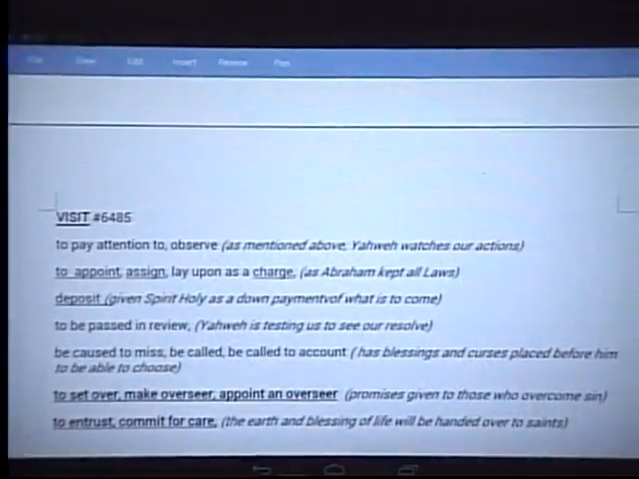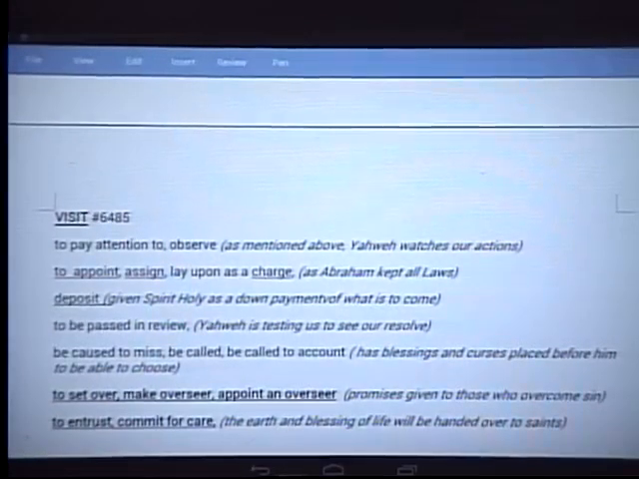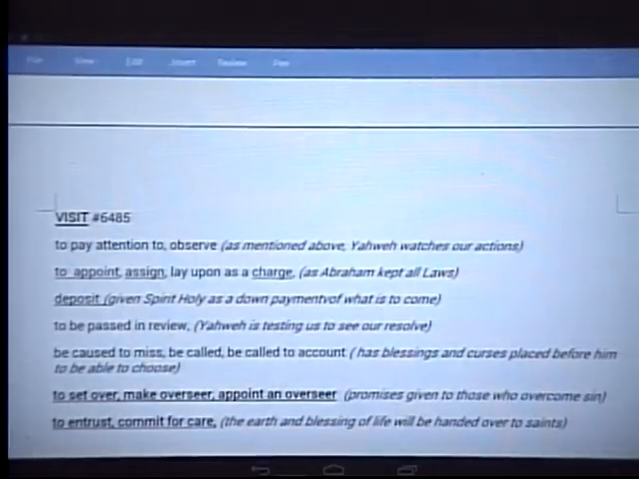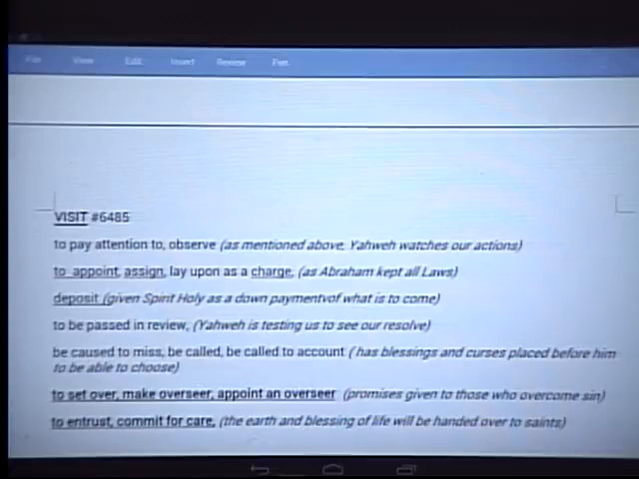Visit. We used to think like, oh, hello, can I come inside? I want to talk to you. That's a visit, right? The word visit is much, much deeper than that. The word visit is number 6485. It means to pay attention, to observe. As mentioned before, Yahweh watches our actions. He looks down upon us, and he sees what's going on. The word visit also means to appoint or to assign, because that's what Yahweh is looking for. Names are reserved in the heavens, and he's going to appoint and assign certain jobs for us in his kingdom. It means to lay upon as a charge.